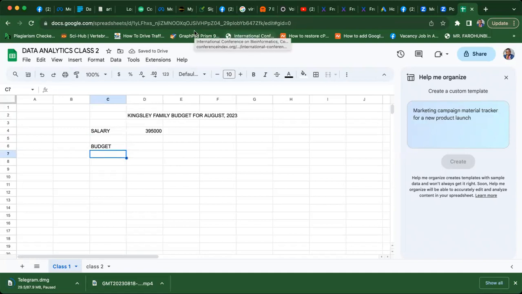So I'm going to open the call now and allow one person to talk each. Once I call your name, if you want to contribute to this budget planning, just raise your hand. I'm going to call you. Make sure you see what other people are mentioning so that you don't repeat it. What are some of the things that will be in the budget of Mr. Kingsley in this month of August?